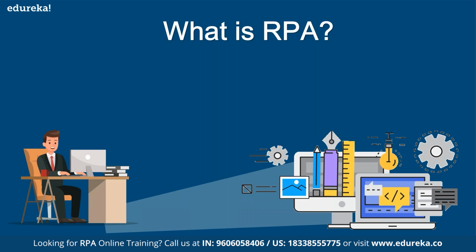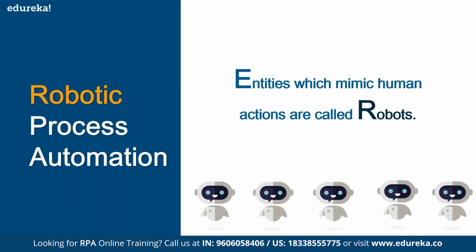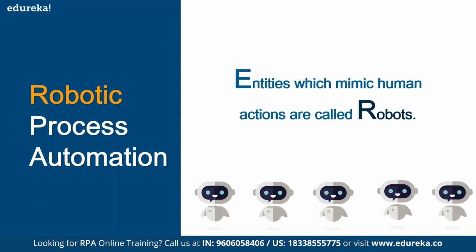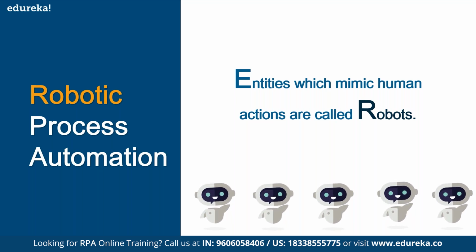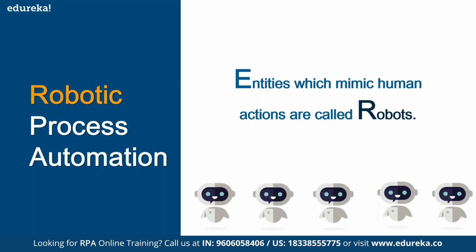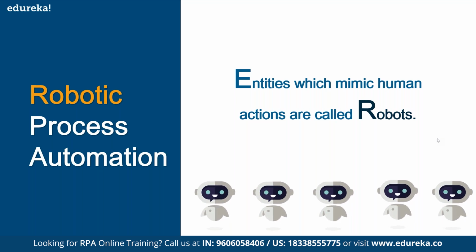In such tough situations, the savior is RPA, that is, robotic process automation. So then what is a robot? A robot is an entity which mimics human actions. Whatever manual things you do on your system to carry out a business process will be copied by that robot, and the same thing it does for you. It is a software entity which mimics whatever action you do on your computer.